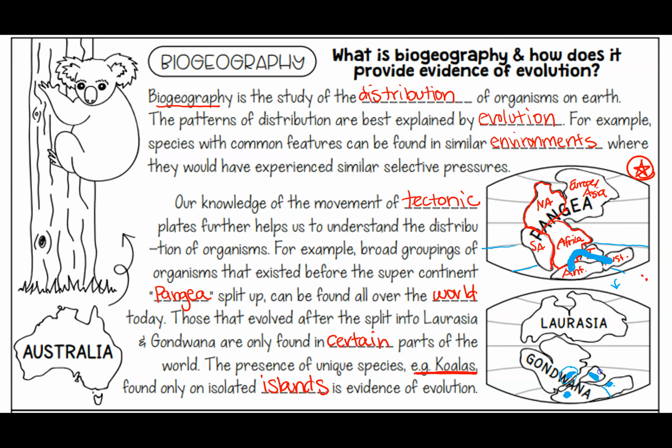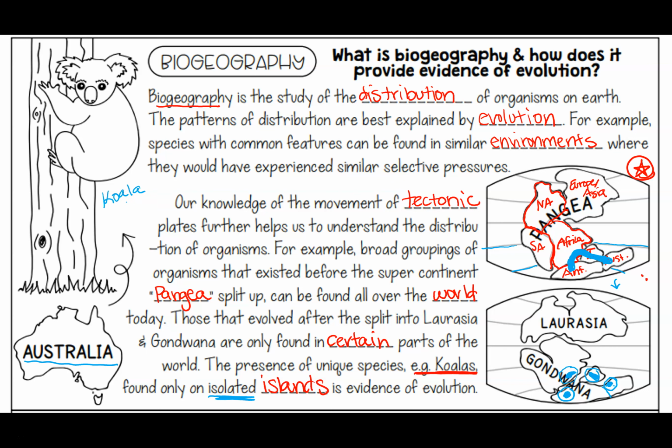This one became different than this one, became different than this one, became different than this one. All right? And that's what we see evidence of. So an organism like the koala here on Australia is so separated from everything else, it's isolated, so you don't see anything like a koala anywhere else in the world. All right? That's what we're talking about.